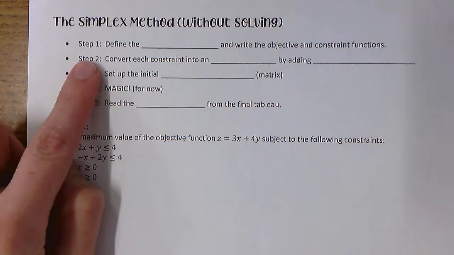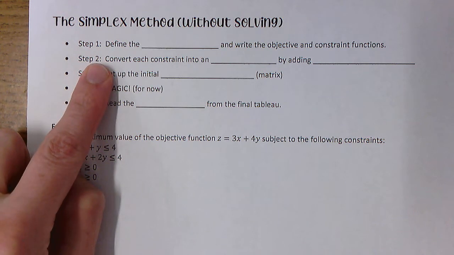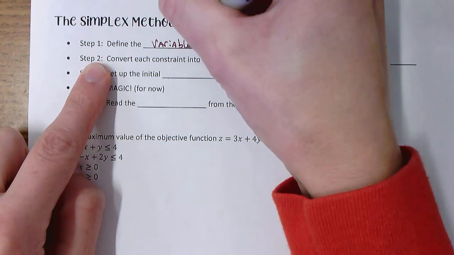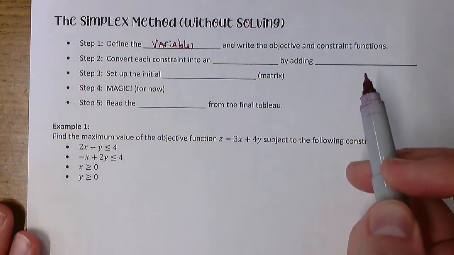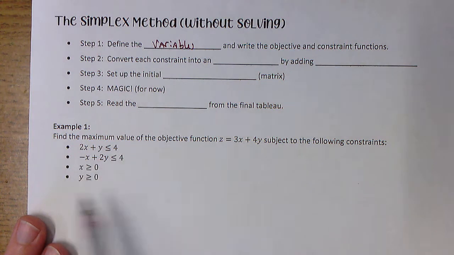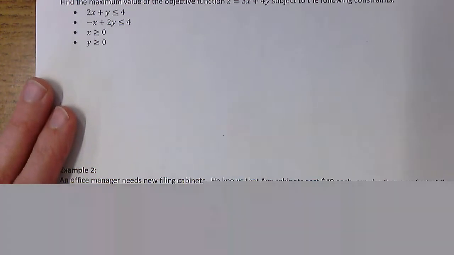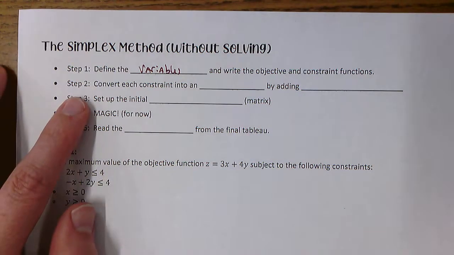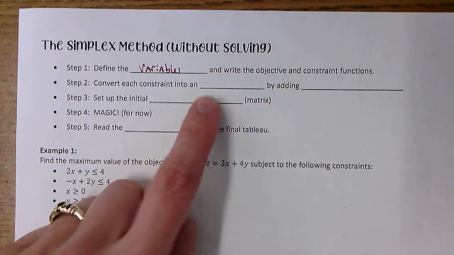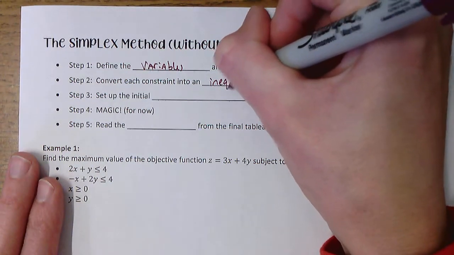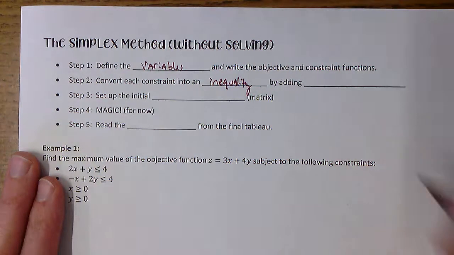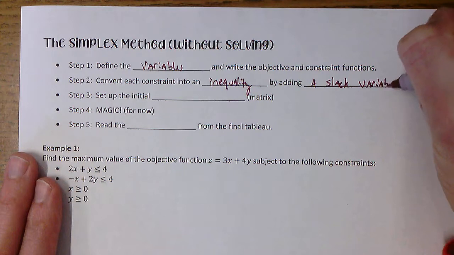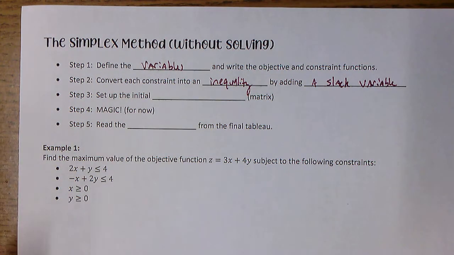So step one, if needed, is to define the variables for your situation and write the objective and constraint functions. That's not going to apply in something like example 1 that's already given to us. That's more like a word problem like example 2. Step 2 is that you're going to convert each of your constraint inequalities into an equation by adding what is called a slack variable. We're going to come back to that in a minute and talk about what a slack variable is.